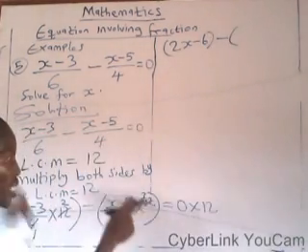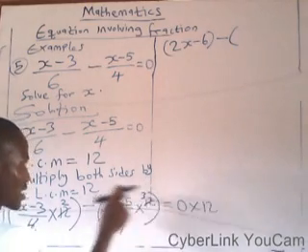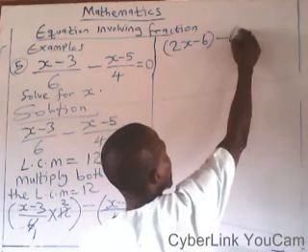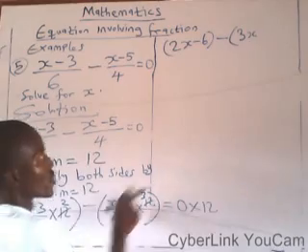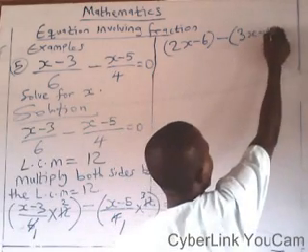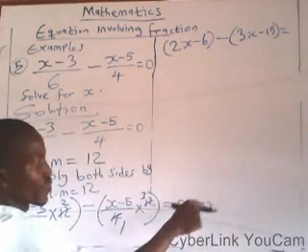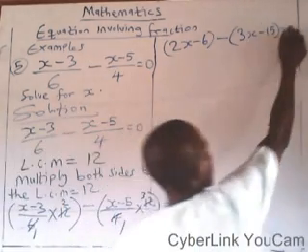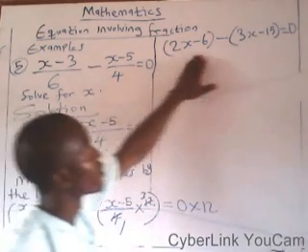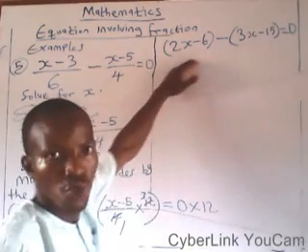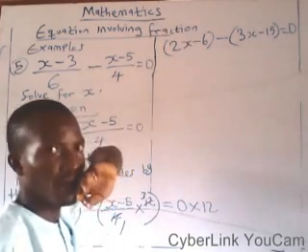The other bracket here, we have the whole of this multiplied by 3. 3 times x is what? 3x. 3 times 5 is what? Minus 15. Close the bracket is equal to 0 multiplied by 12 is what? Is 0. Now we have a linear what? Equation. We are now going to remove these brackets.